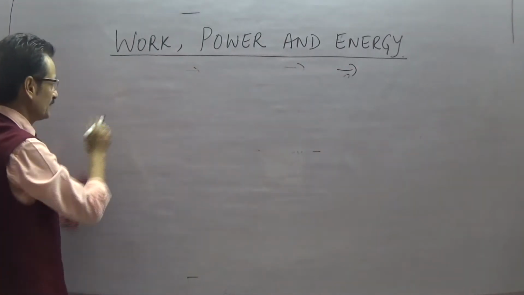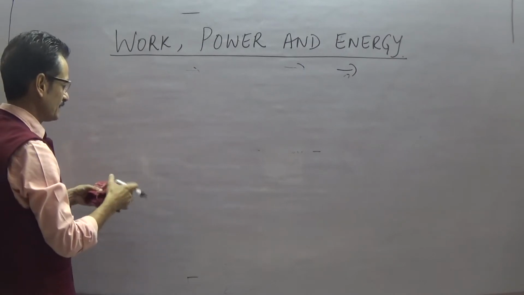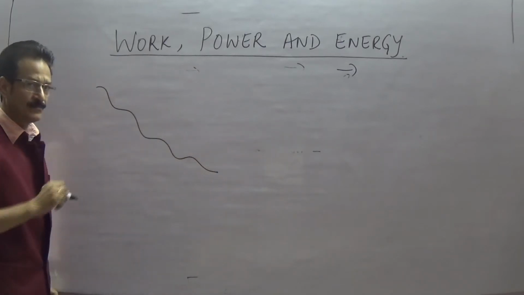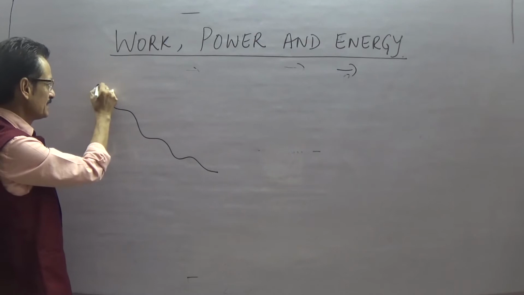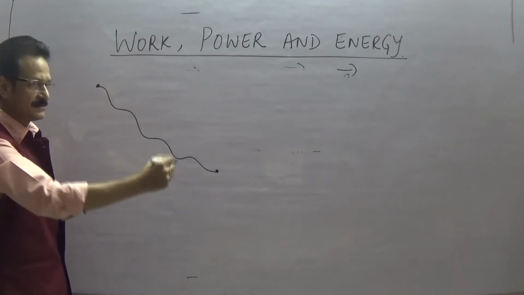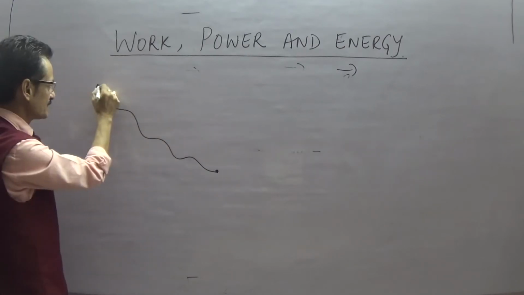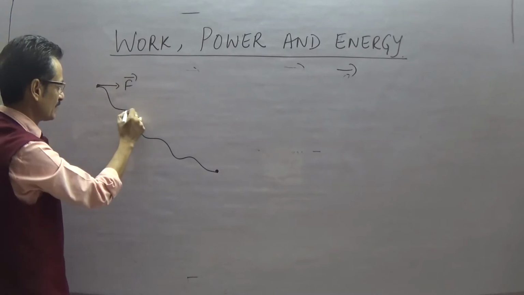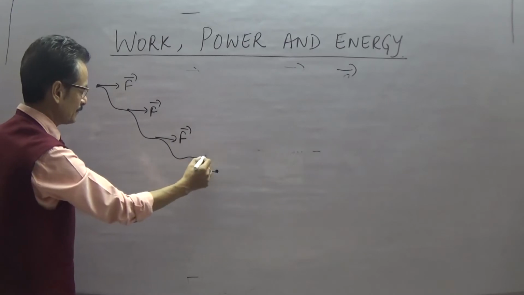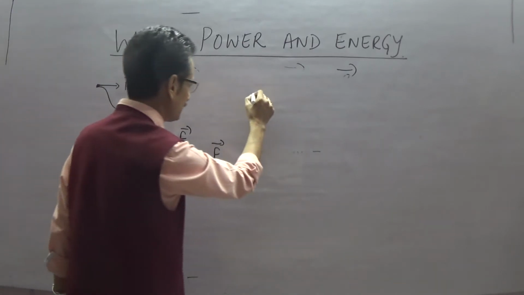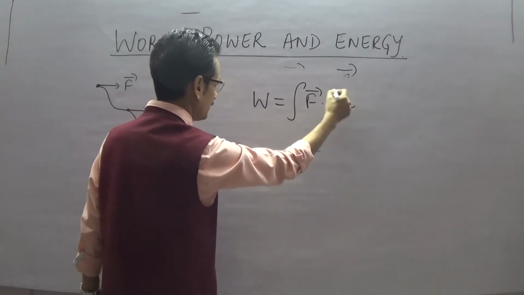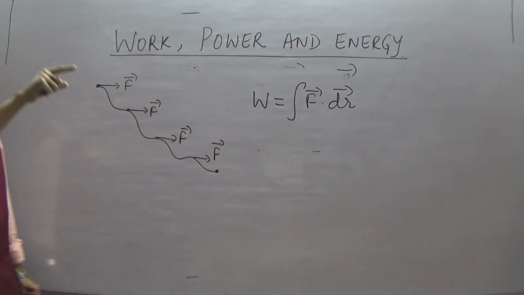Let us imagine that a body is moving along some arbitrary curve. Suppose it is moving like this. At an initial instant the body is here, and finally it lands somewhere here. During the course of the motion, a constant force is acting on the body in the horizontal direction. We know that the total work done is the integral of F dot dr, and we would like to know what is the work done by this constant force.